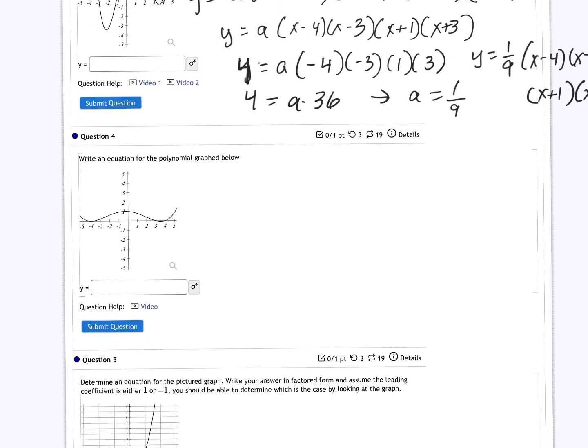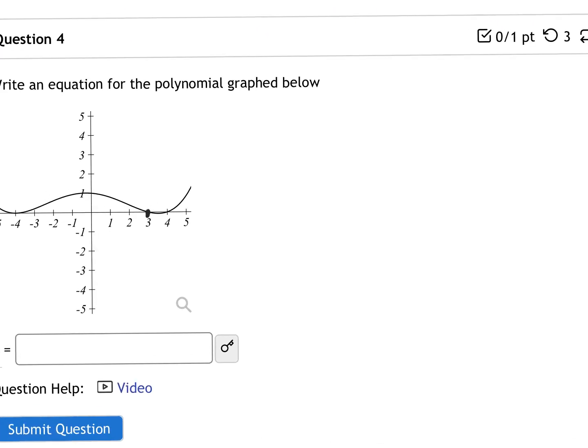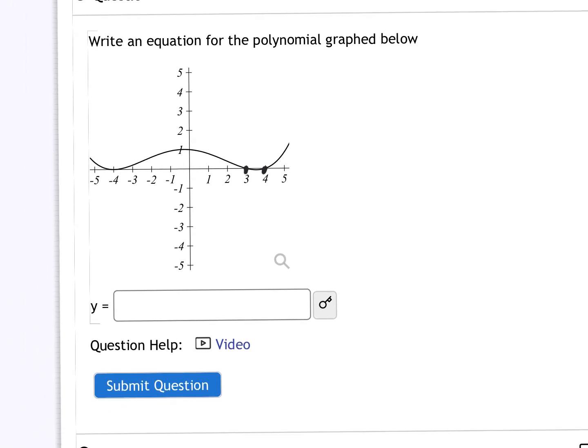When I see something like this, where it goes through at 3, this touches 4 but doesn't go through 4. When it bounces off an axis like that at -4, we call that having a multiplicity of 2. What that means is that you have x minus negative 4, x minus negative 4. It happens twice. Then x minus 3, and x minus 4.